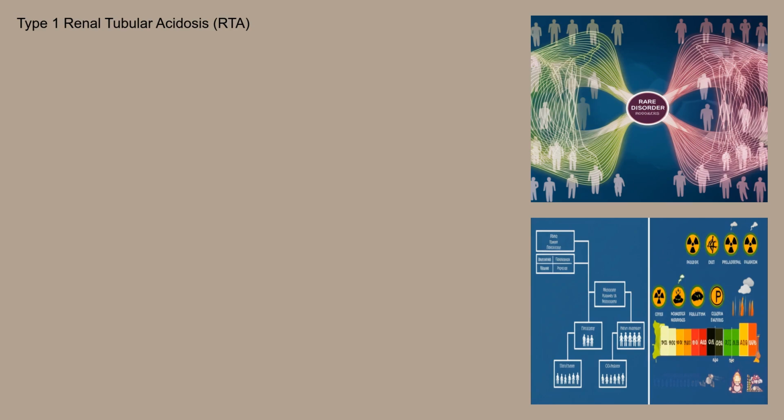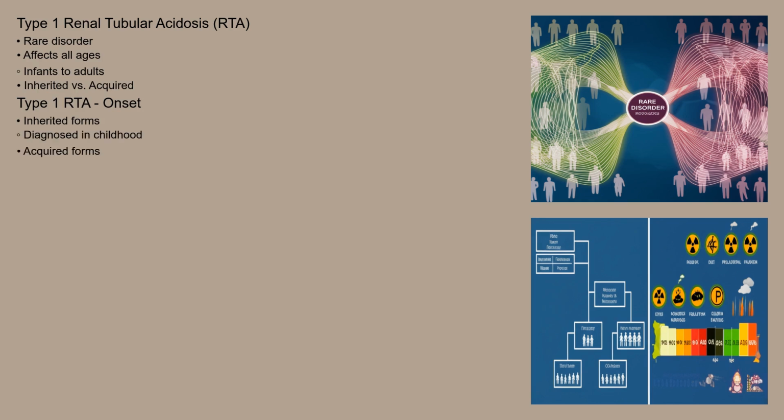Type 1 RTA is considered a rare disorder. While precise prevalence data is limited, it's important to understand that it can affect individuals of all ages, from infants to adults. The inherited forms are typically diagnosed in childhood, while acquired forms can develop at any point in life depending on the underlying cause.